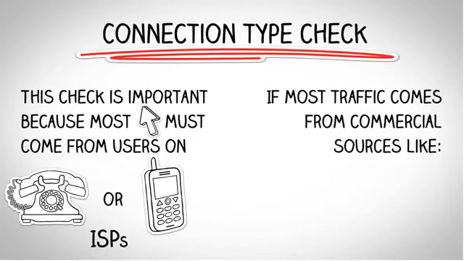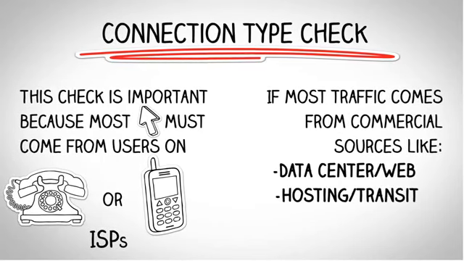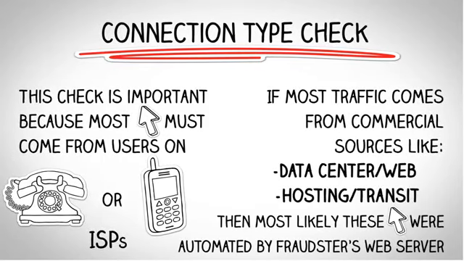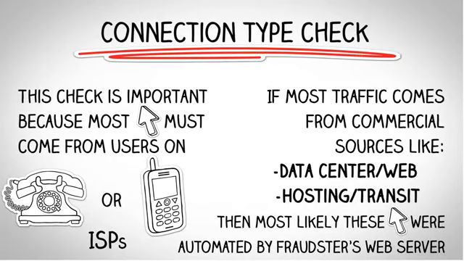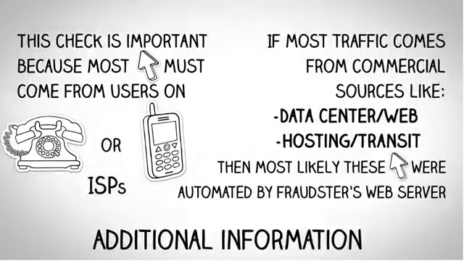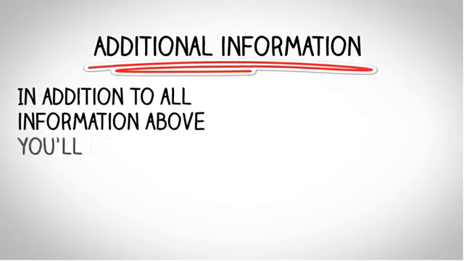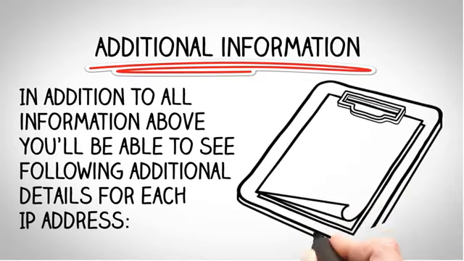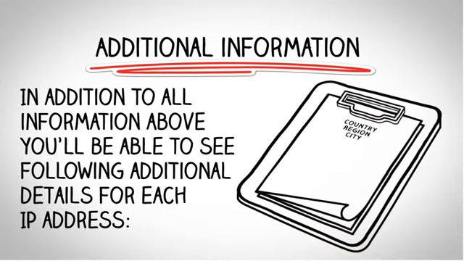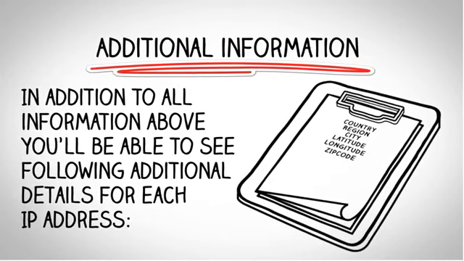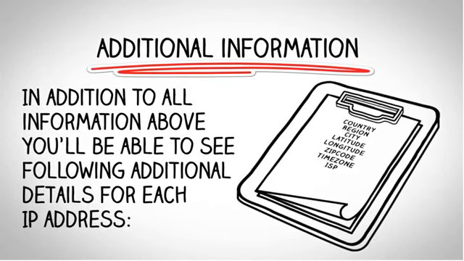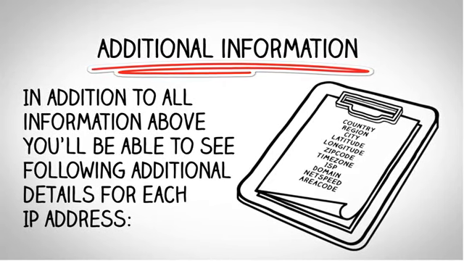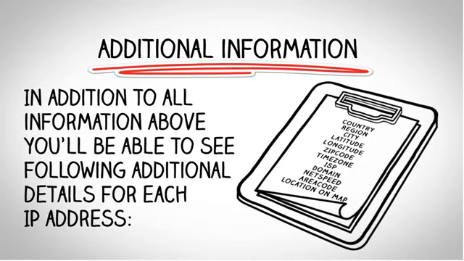Connection type check. This check is important because most clicks come from users on fixed line or mobile ISPs. If most traffic comes from commercial sources like data center, web hosting, transit, then most likely these clicks were automated by fraudsters' web server. Additional information. In addition to all the information above, you'll be able to see the following additional details for each IP address: country, region, city, latitude, longitude, zip code, time zone, ISP, domain, net speed, area code, location on map.